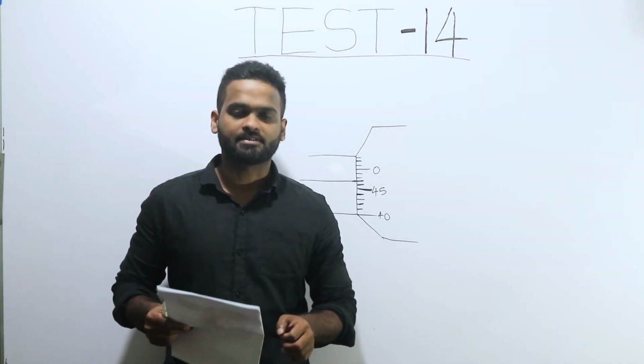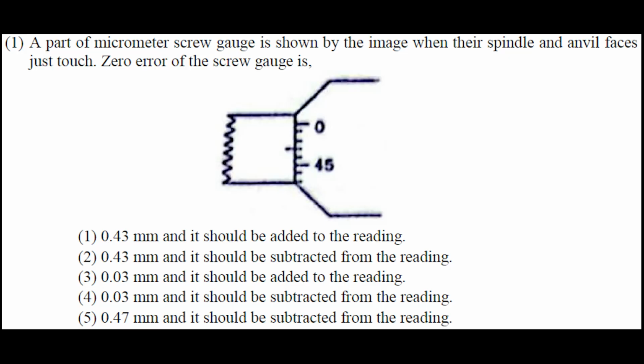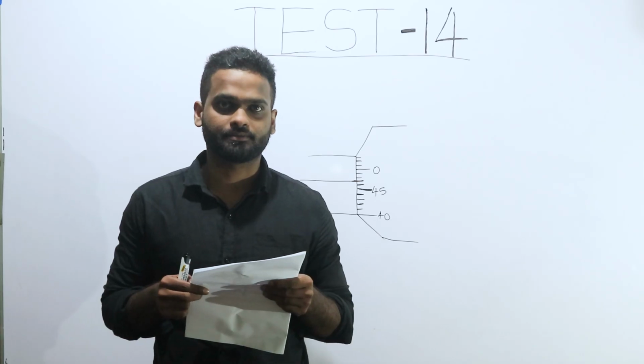Okay, so this is test number 14. We'll start from the first question. A part of a micrometer screw gauge is shown in the image when the spindle and anvil faces just touch. The zero error of the screw gauge is.